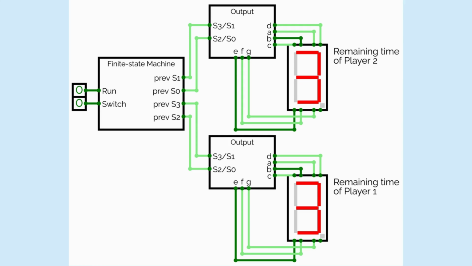As mentioned in the product design, it will have 2 buttons, run and switch. In this simulation, to represent a toggle button, a 1-bit input is used. The output of the finite state machine will be connected to 2 output subcircuits. S3 and S2 will be connected to the first output subcircuit to display the remaining time for player 1. S1 and S0 will be connected to the second output subcircuit to display the remaining time for player 2.